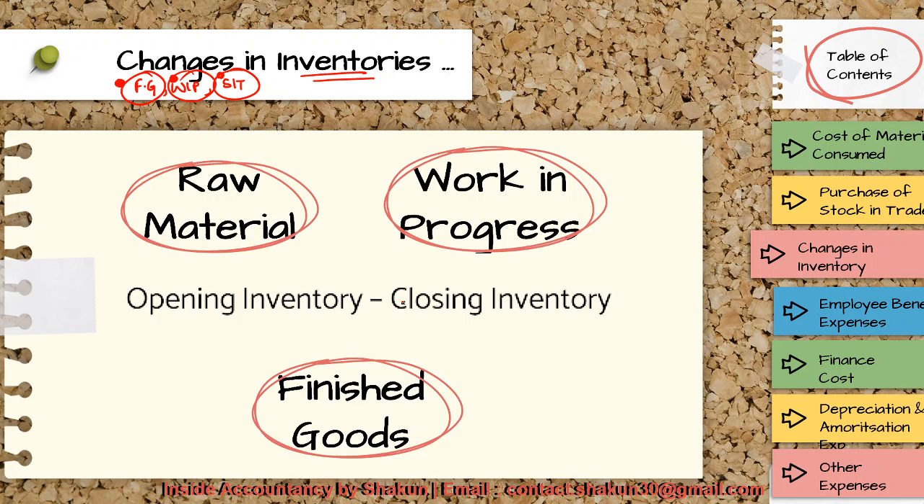All this is done in the notes to accounts, and the net amount is shown in the statement of P&L. So this is nothing but the difference between the opening and the closing inventories respectively of raw material, work in progress as well as stock in trade. Moving on.